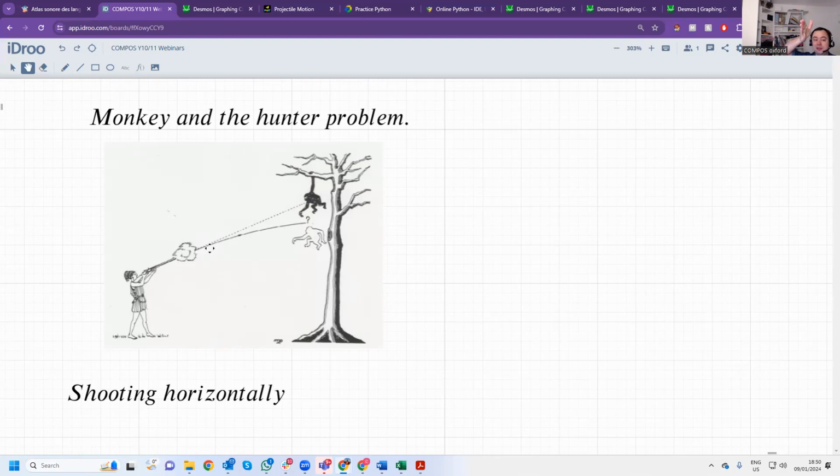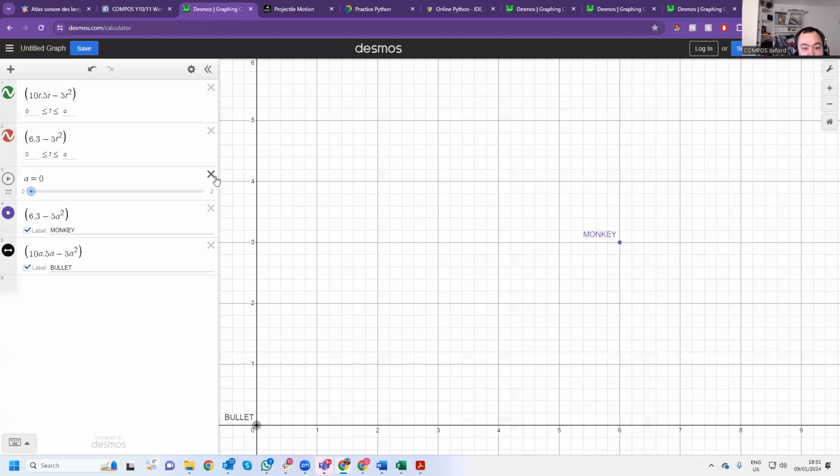So the hunter is aiming at the monkey. The monkey sees the shot and immediately releases her hands and starts falling down. What would happen? Would the bullet go over? Does it depend on the bullet's speed? What's going to happen? Well, we can model this, and thanks to this, I'm going to make a simple model first.